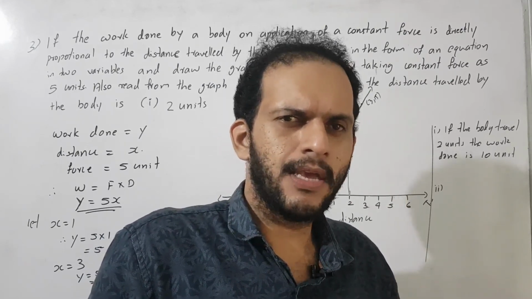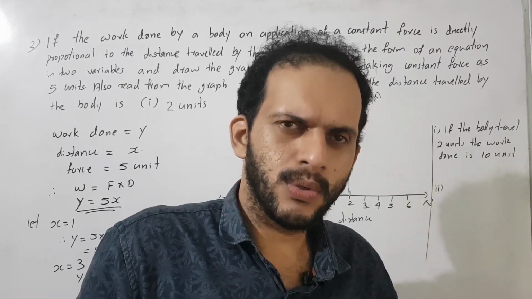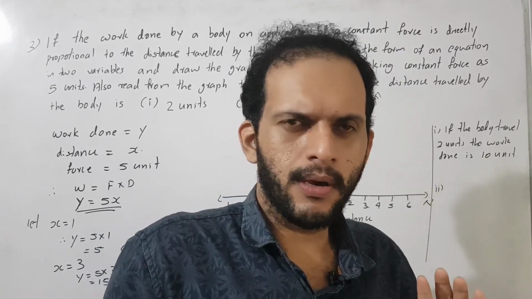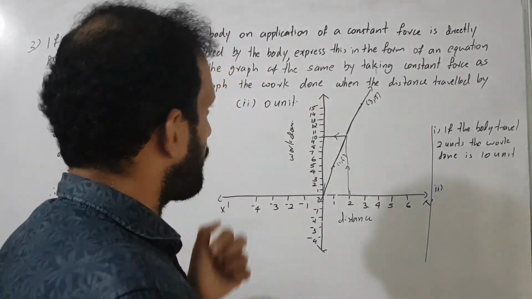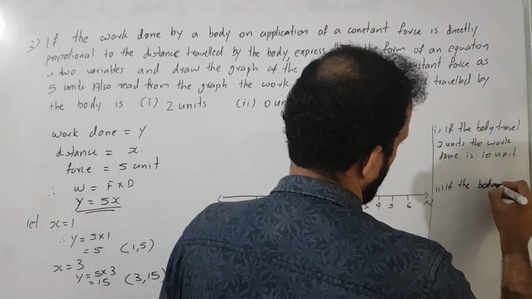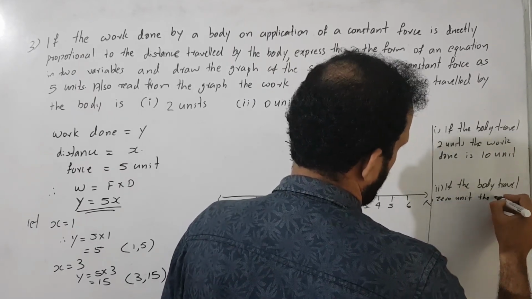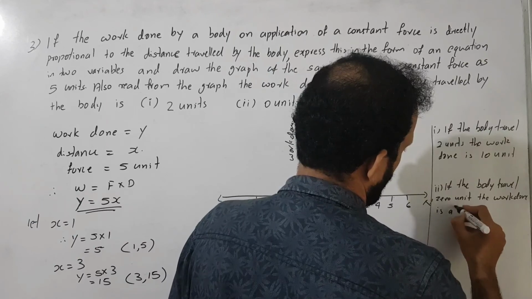So if the body does not travel, the work done is also 0. Clear? So what is the answer of the second one? The second one is 0 units also.